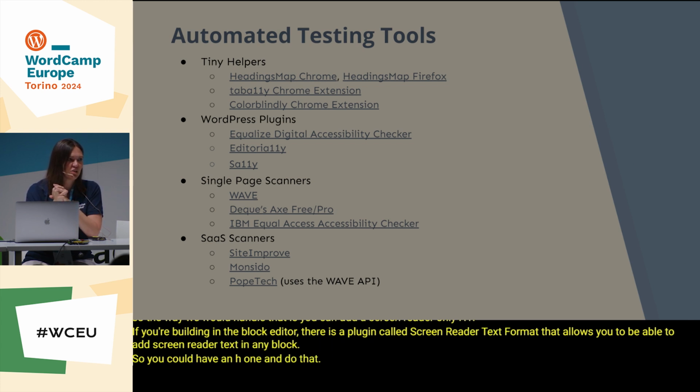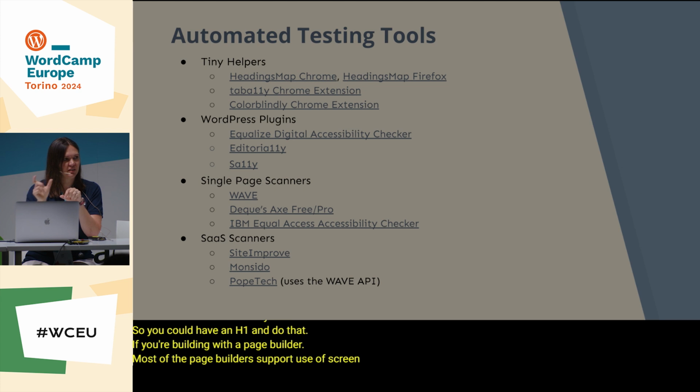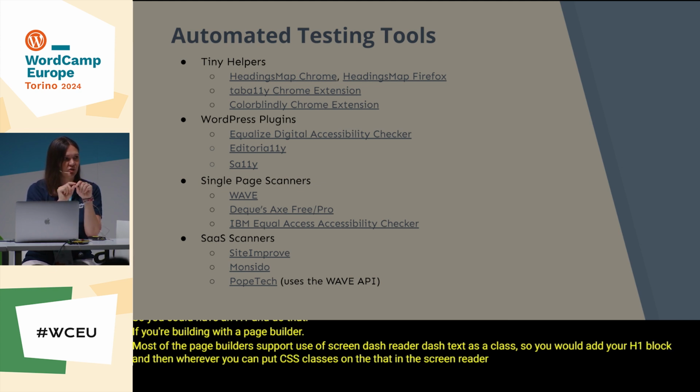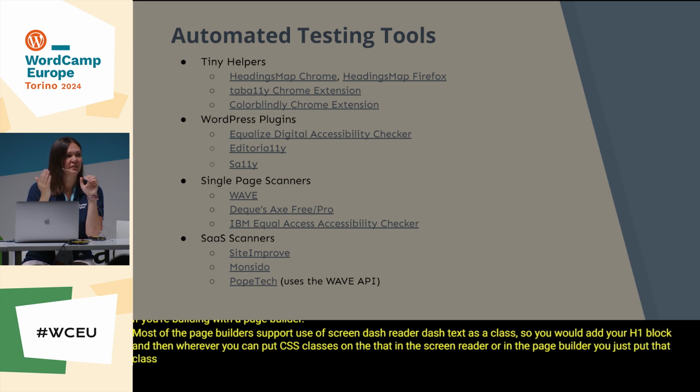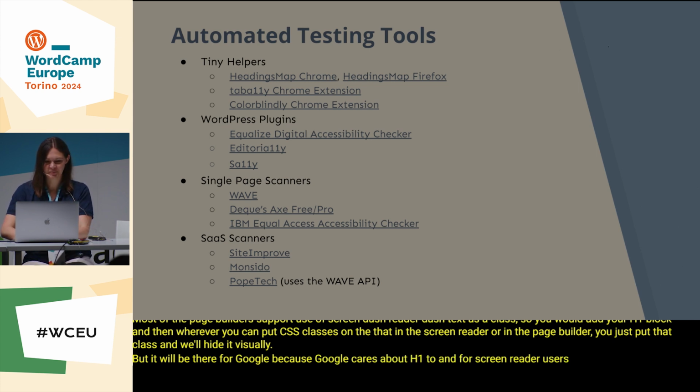If you're building with a page builder, most of the page builders support use of screen-reader-text as a class. So you would add your H1 block, and then wherever you can put CSS classes, you just put that class. It will hide it visually, but it will be there for Google, because Google cares about H1s too, and for screen reader users. So yeah. All right.